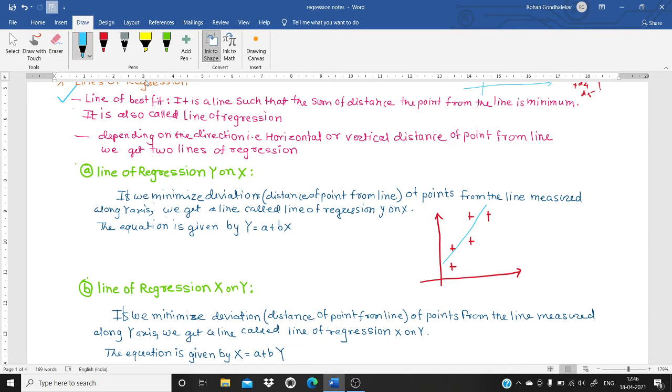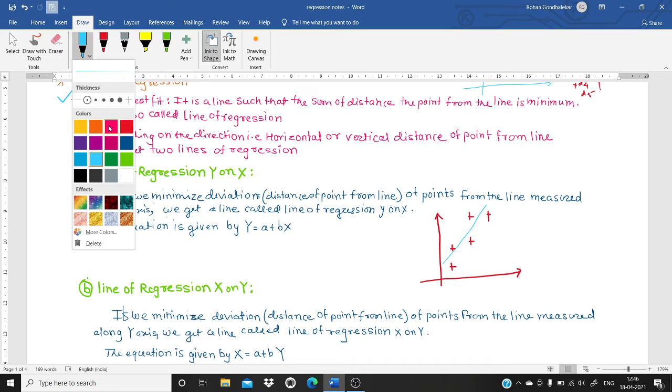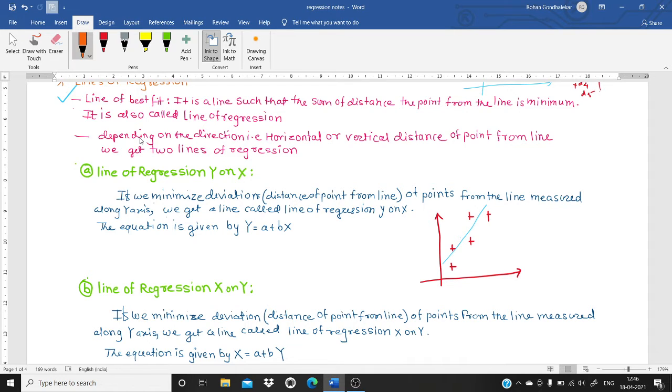Okay. Take this line. Now I'm going to measure the distance vertically. So I'm going to consider the vertical distance, that is along the y-axis, or I'm measuring the distance parallel to the y-axis. See, this way. And if for all the points the sum of distances is minimum, I'll say this is the line of regression y on x, which is denoted by y is equal to a plus bx. Y on x, I'm using the y first, so I'm measuring the distance along the y-axis.